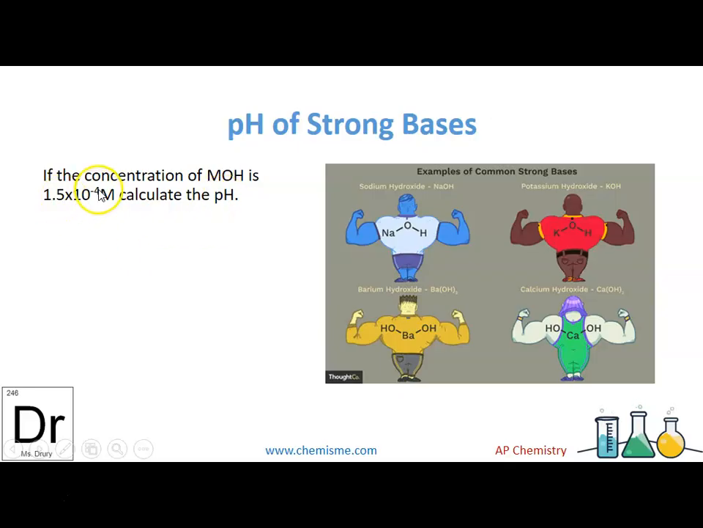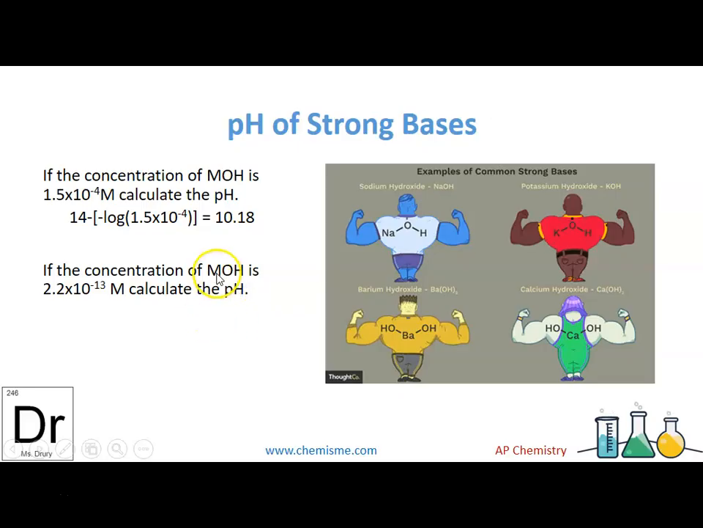I can estimate that the pOH is 4, and therefore the pH is probably somewhere around 14 minus 4, which is 10. But if I actually want to figure it out, I'm going to do the negative log of that value and subtract it from 14. So I got 10.18. Remember again, since my base number had 1.5, 2 numbers, I have 2 decimals.